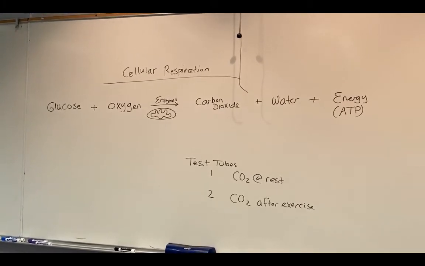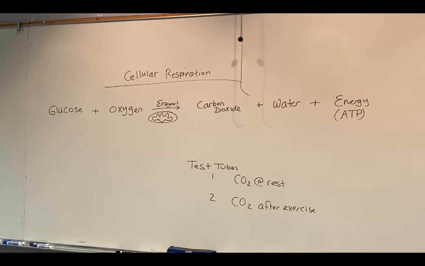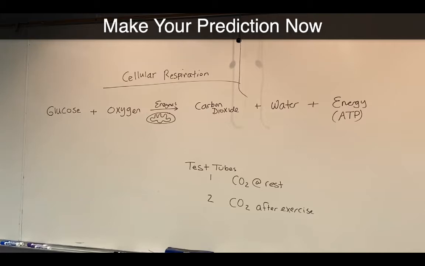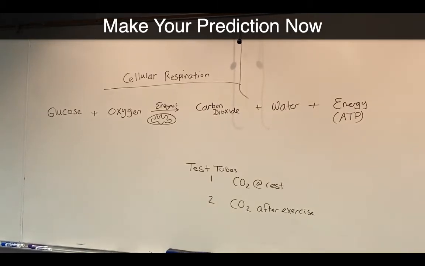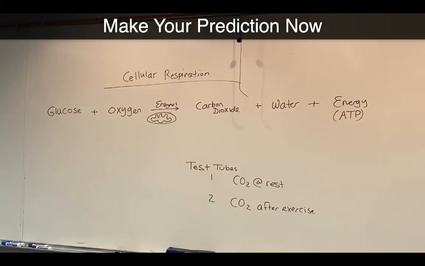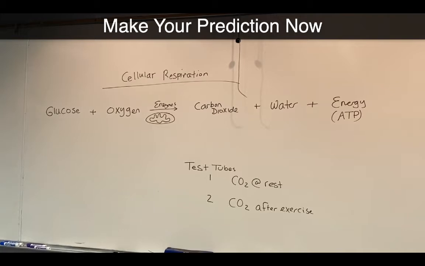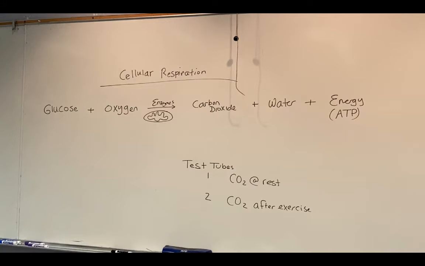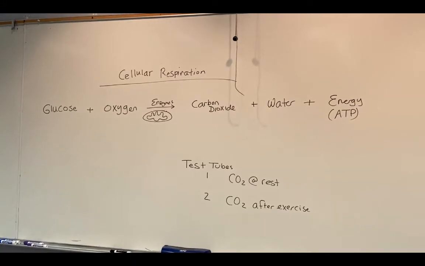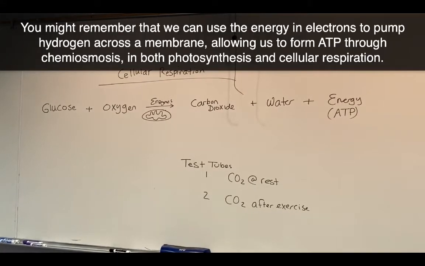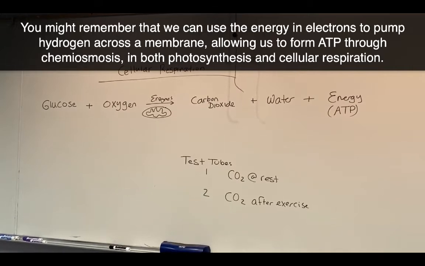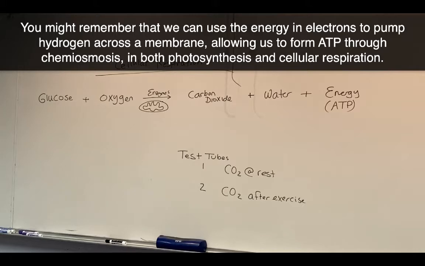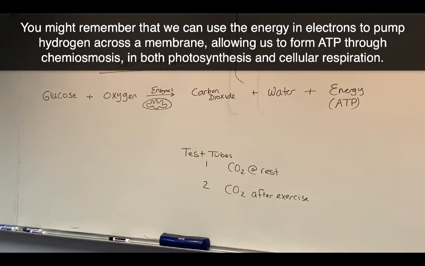If we take a quick look at the equation, we should be able to make a prediction. We should be able to figure out, will I be producing more CO2 when I'm rested, or will I produce more CO2 after exercise based on what I might need in order to exercise? Of course, to do anything in your body, whether it be active transport or muscular contraction, we're going to need ATP, adenosine triphosphate. So we have to think about our need for ATP as we make these predictions.